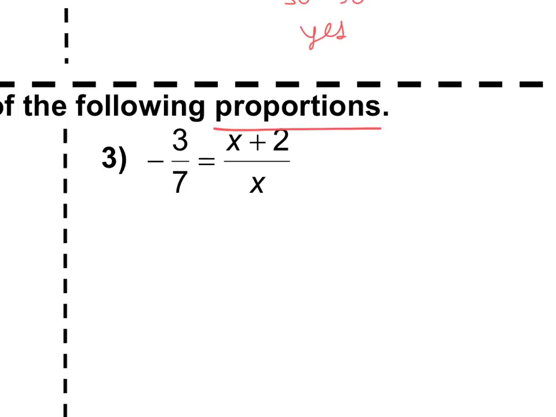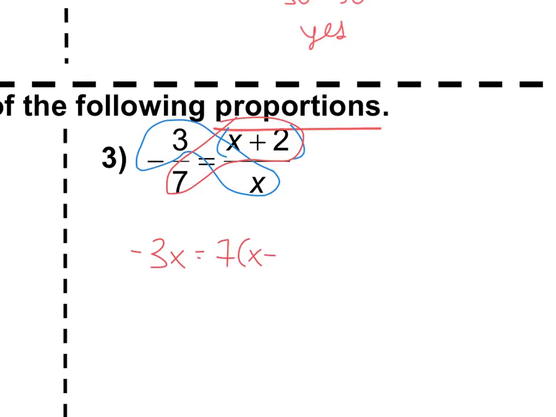Now, this one's a little bit trickier because it has a negative. So when I cross multiply, I want to take the negative with the numerator. You could do it with the denominator too, but only do it with one term. The other problem is I have this little expression here, and when I cross multiply, I want to make sure and use parentheses. So what I have really is -3 times x equals 7 times x plus 2. Okay, so we're going to have to distribute here. So -3x equals 7x plus 14.